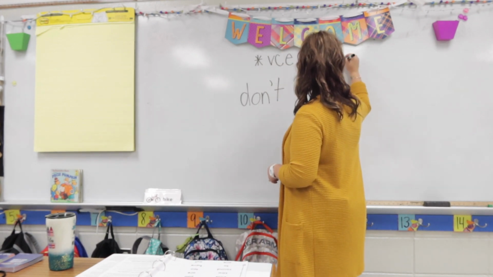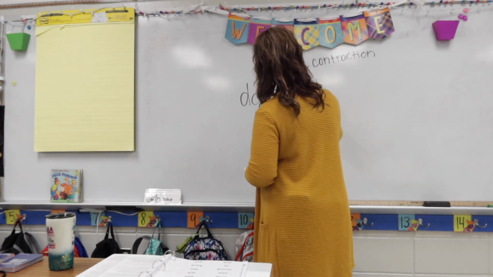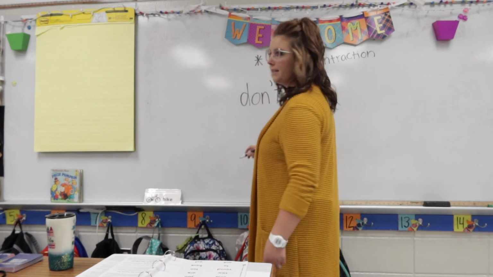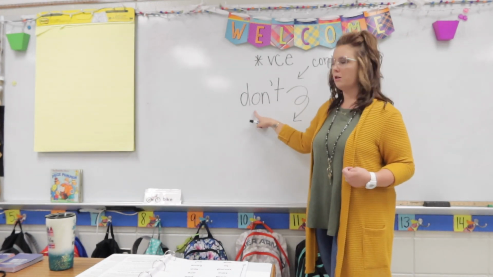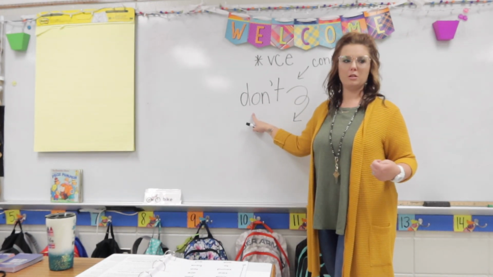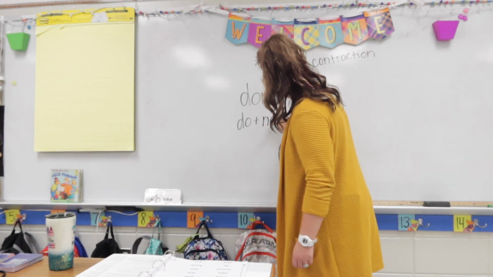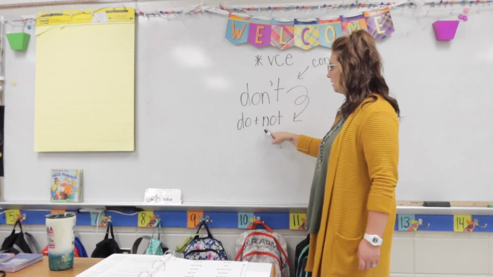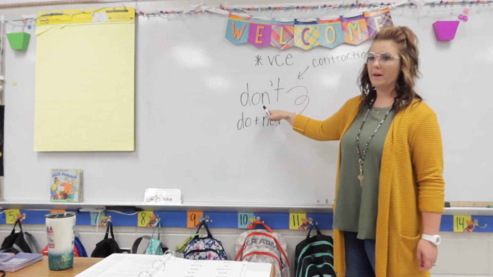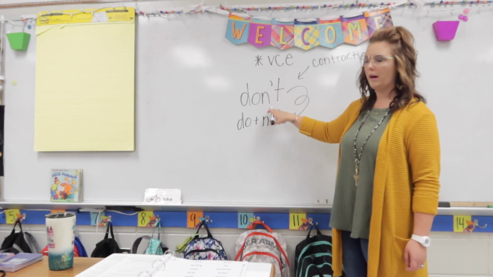Why is it one of those? I'm going to tell you why, Emma. Don't is a contraction because it's two words that you put together using the apostrophe. What two words make don't? Does anybody know? Do and what else? Do and not. Do not. Do plus not makes don't. Whenever you're making the contraction, you add the apostrophe and take out the O.